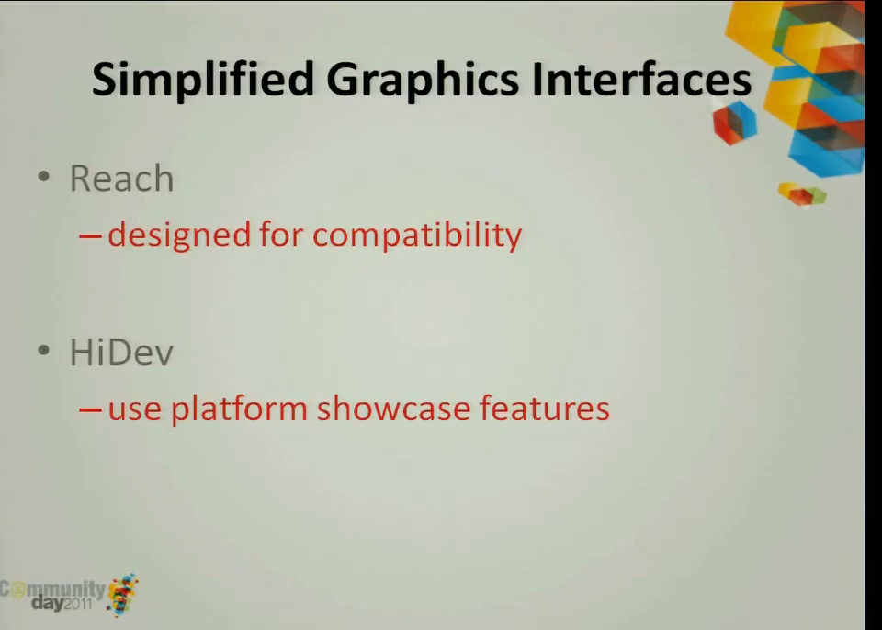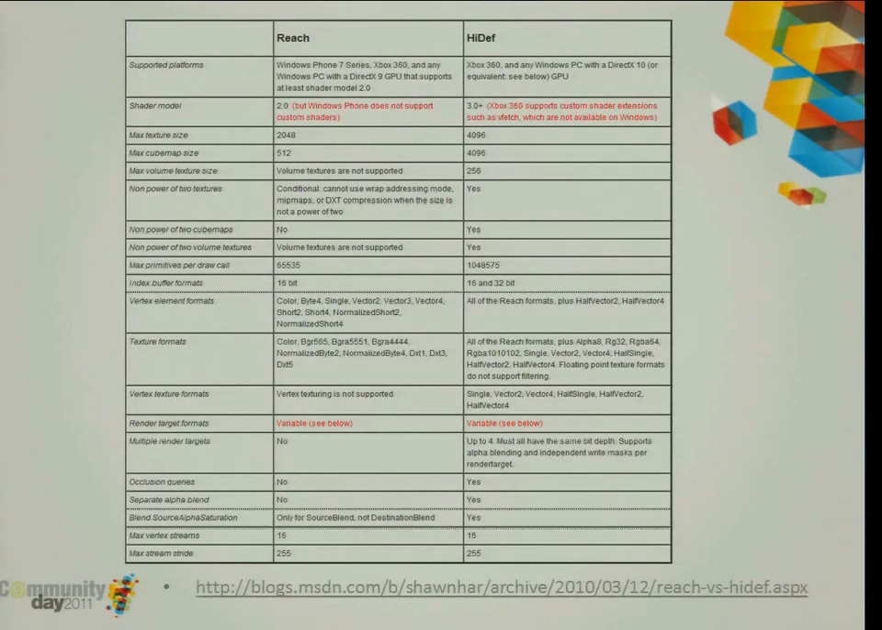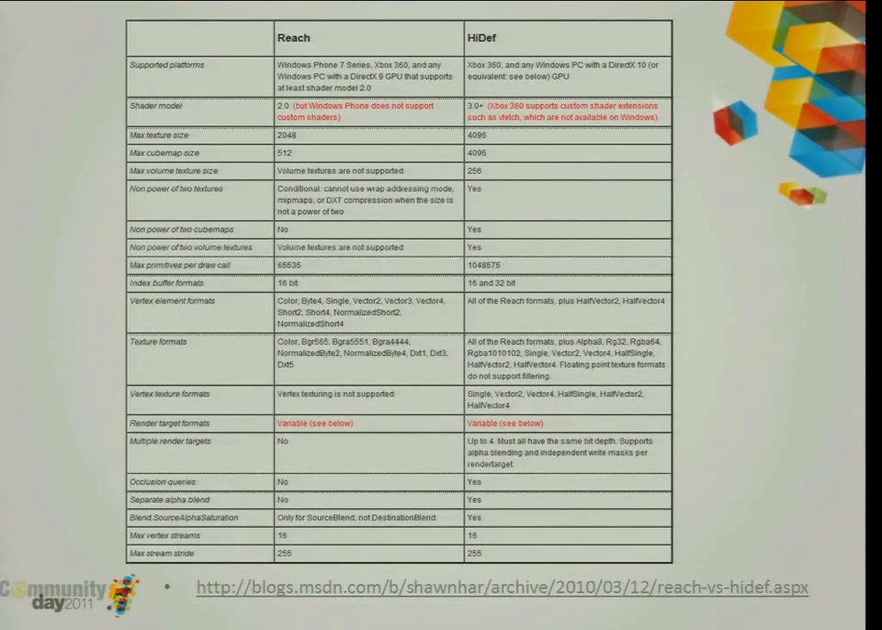So you can easily switch between these settings and determine which capabilities you use. I don't know if you guys can read this. I've put a link at the bottom of the presentation. This is actually a table by Sean Hargreaves, which mentions the differences between the Reach and the High Def profile. For instance, Reach works on Phone 7, Xbox 360 and PC, while High Def only works on Xbox 360 and Windows PCs with DirectX 10 GPUs.